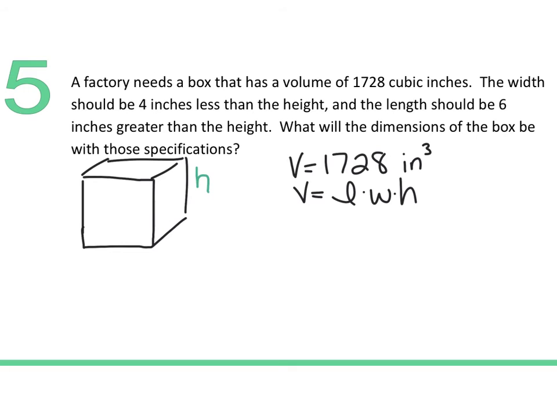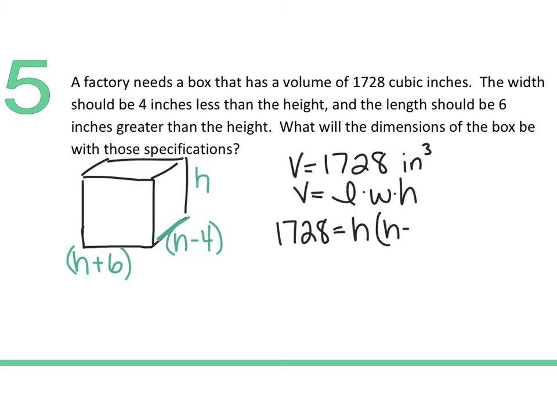And I'm going to go from here. The width should be 4 inches less than the height. So I'm going to say my width, this one, will be h minus 4 because it's 4 less than the height. And now my length should be 6 inches greater than the height. So it'd be h plus 6. So here are my 3 dimensions. So I'm going to use this idea of volume. So the volume, which is 1,728 inches, is equal to these 3 sides multiplied together. Does the order matter? No, because if I just rotate a box, what I called the length could suddenly be the height. So just multiply the 3 together.